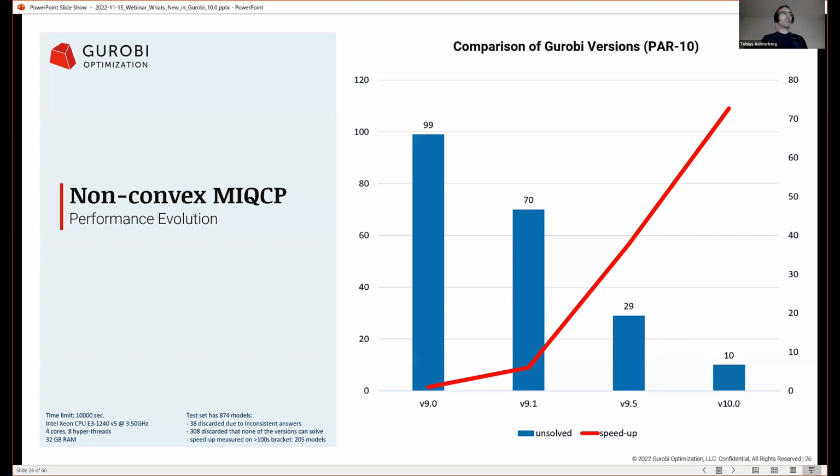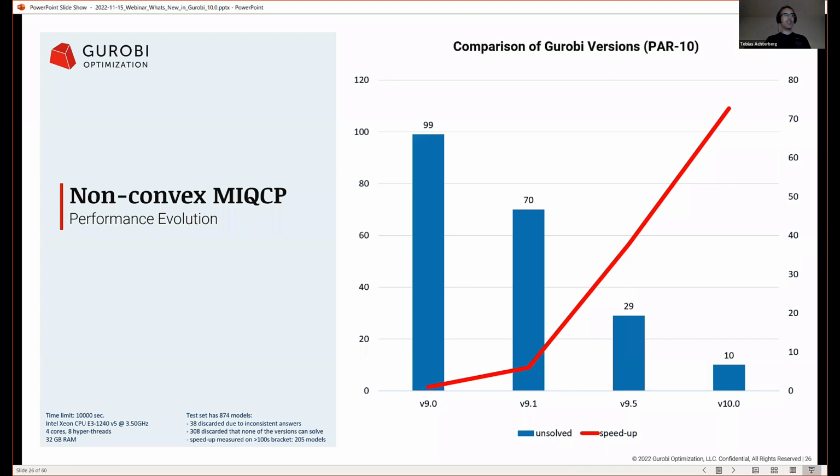Okay, and when we talk about non-convex MIQCP, I always like to show this graph here. This is the overall performance improvement that we got since the initial version 9.0, where we started to support it, and now with version 10, it's I think 75 times faster in that particular Part 10 measure that we used, which we think is a reasonable measure for comparing historic performance numbers, 75 times faster than the initial version.